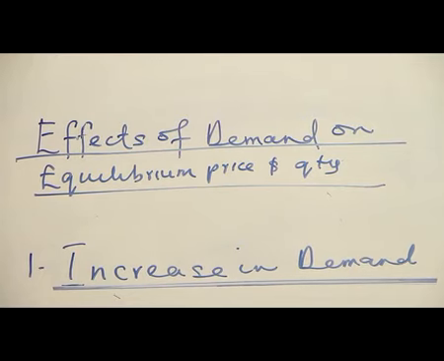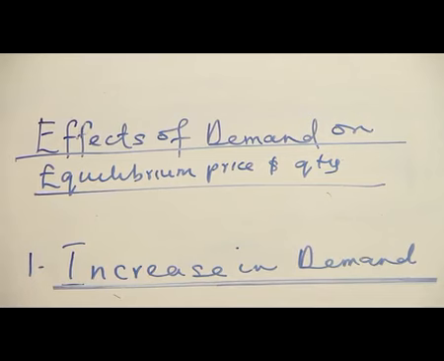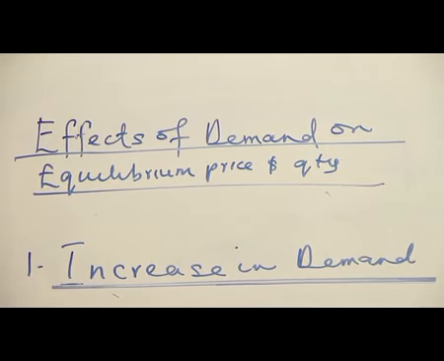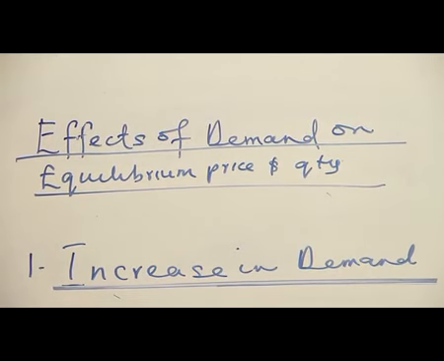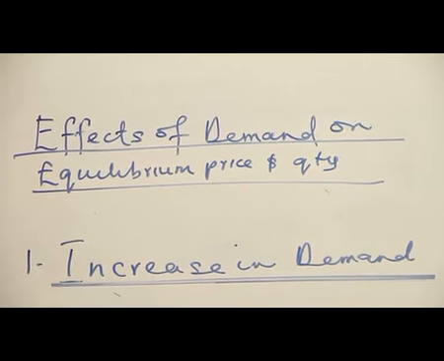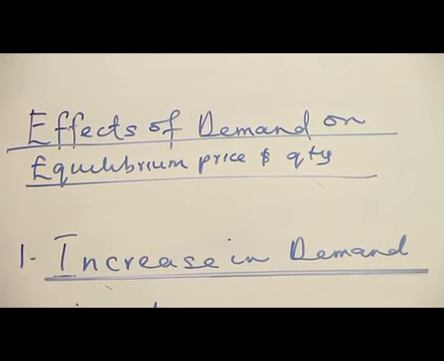Effects of demand on equilibrium price and quantity. We've analyzed change in demand and change in supply, but we want to look at demand first. Under change in demand, we have two types: increase in demand and decrease in demand. So let's see how an increase in demand will affect equilibrium price and quantity.